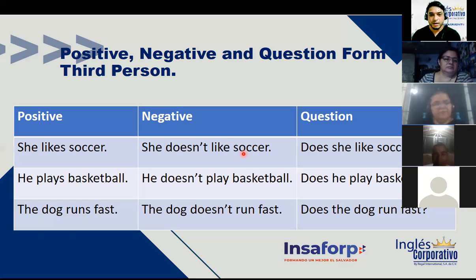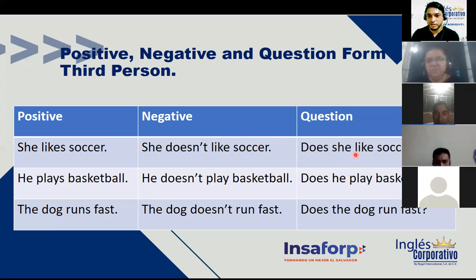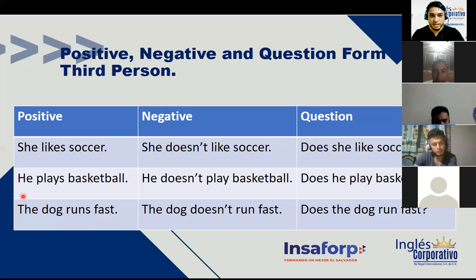Okay. Look at this. In the positive form, we add the letter S to the verb. In the negative form, because we use the auxiliary doesn't, we don't use the S on the verb. And in the question as well, we use does, and we don't need the S on the verb like. We use the S only for the positive form. Is that clear, guys? Yes. Okay, the next one will be the same.